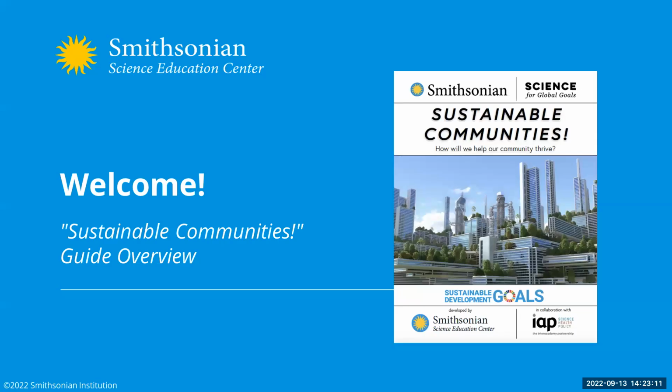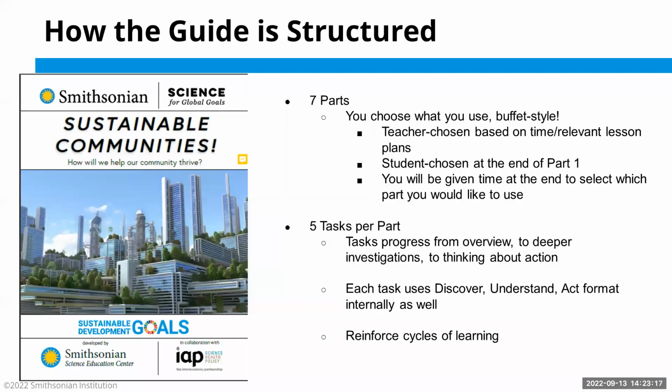Hello and welcome to the Smithsonian Science for Global Goals Sustainable Communities Guide Overview. You'll notice as you look through the guide that it has 7 parts.